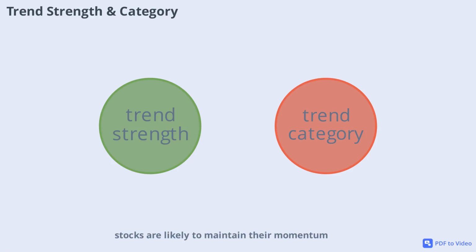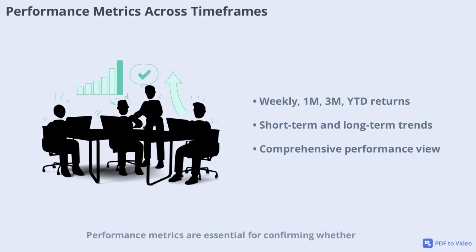to maintain their momentum. Performance metrics are essential for confirming whether technical signals are translating into real market gains. We examine returns over multiple timeframes: weekly, 1 month, 3 months, and year-to-date. This multi-layered approach allows us to spot both short-term momentum and longer-term trends, ensuring that our analysis captures the full picture of each stock's performance.